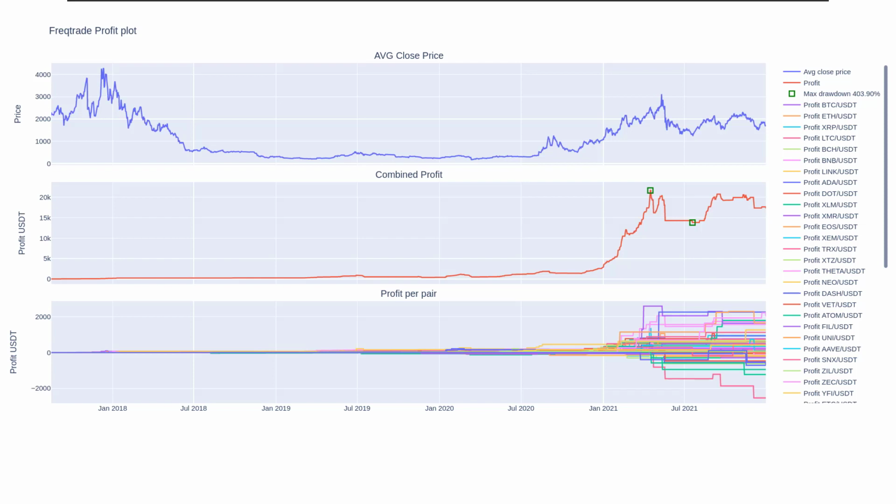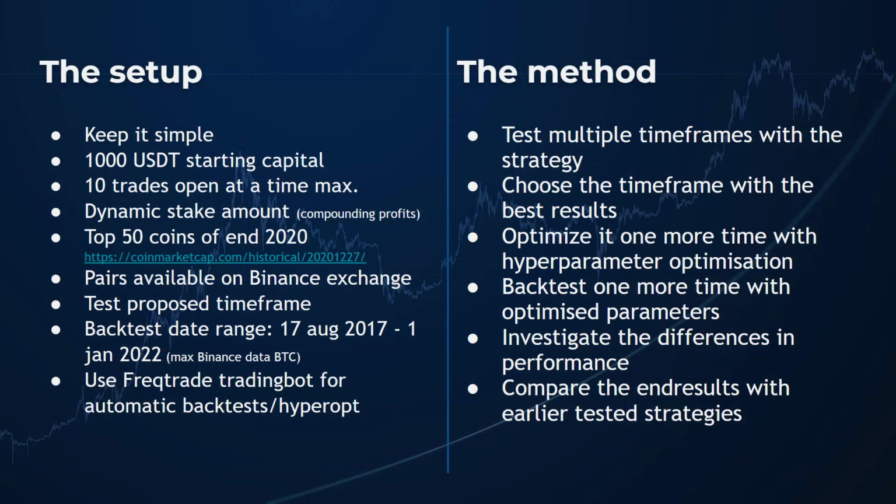Now let's see how this simple strategy performs in comparison with the earlier tests I have done. But before I continue with the overall strategy league, I quickly want to inform you about the way I do these tests. In this overview I have written down the setup of these tests and also the method to try to find the best strategy. This is the way I do these backtests to find the most profitable strategy. You can always use this as an inspiration to develop your own methodology.